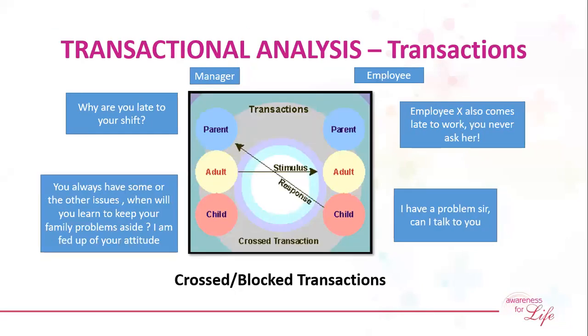That is a complementary transaction. Now, the second part of transaction analysis is the crossed and blocked transaction. Suppose we take the same first example, where the manager said, why are you late to your shift? And suddenly the employee answers, employee X also comes late to work. You never ask her, you always ask me. Obviously, this answer has come from the rebellious child: why every time you ask me? Now the manager is obviously not going to be happy with this answer. So the transaction is going to go all the more crazy. The manager might get into his wrong parent mode again: who are you to tell me what I should be asking and what I should not be asking? A transaction where you expected a certain response but get a very different one is called a crossed or blocked transaction.